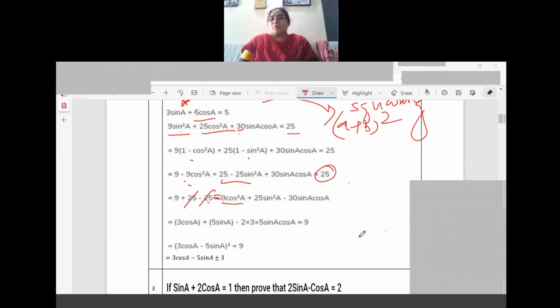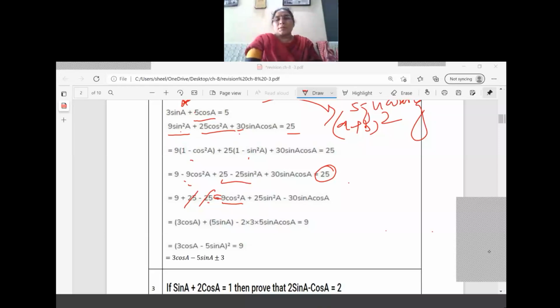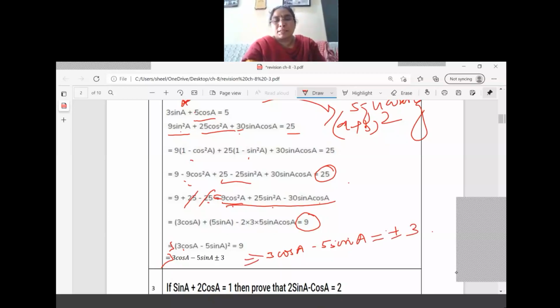9 cos square a plus 25 sin square a minus 30 sin a cos a only. Now, what is the step here? We got a 9 on the right hand side. Now, if you take these three terms, it is a square plus b square minus 2ab only. So, what is the answer? It is (3 cos a minus 5 sin a) whole square equal to 9. So, what is 3 cos a minus 5 sin a? It is equal to plus or minus 3 only. So it should be like this: 3 cos a minus 5 sin a equal to plus or minus 3. Here it is an implication sign, right?